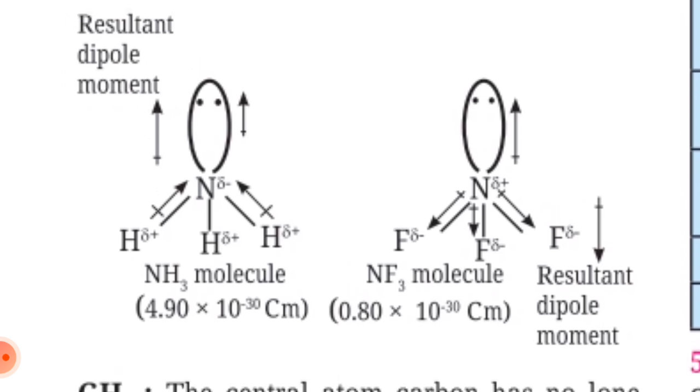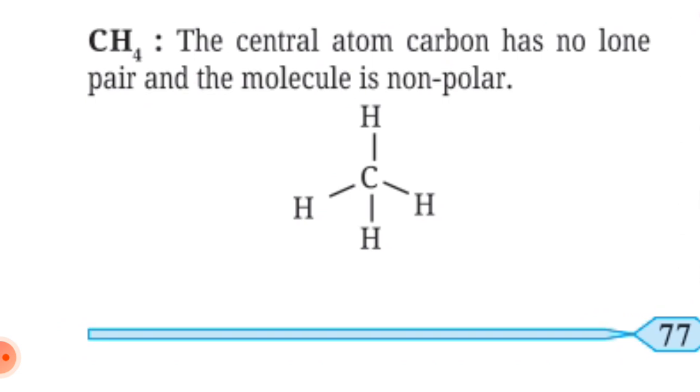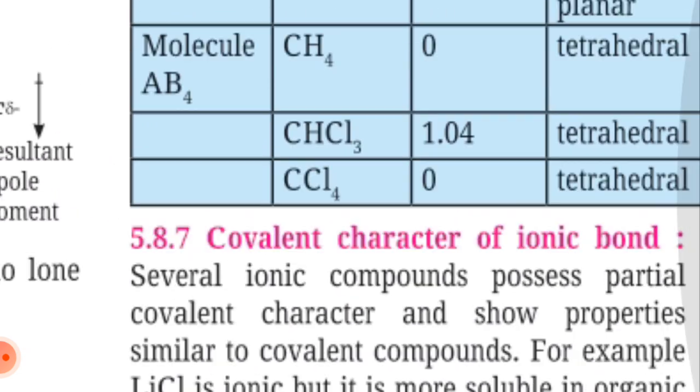Resultant dipole moment: ammonia molecule 4.90 × 10 minus 30 coulomb meter, NF3 molecule 0.80 × 10 minus 30 coulomb meter. Resultant dipole moment. Methane: the central atom carbon has no lone pair and the molecule is non-polar.